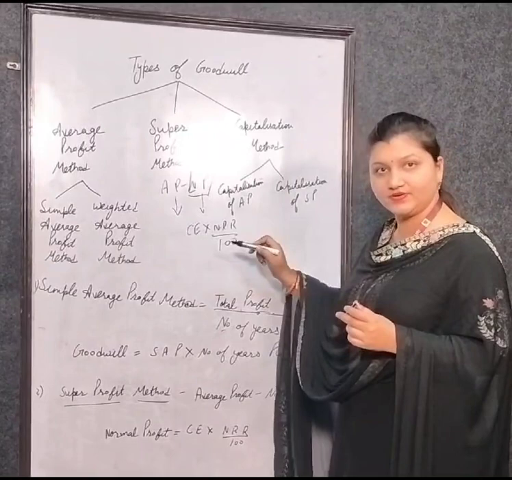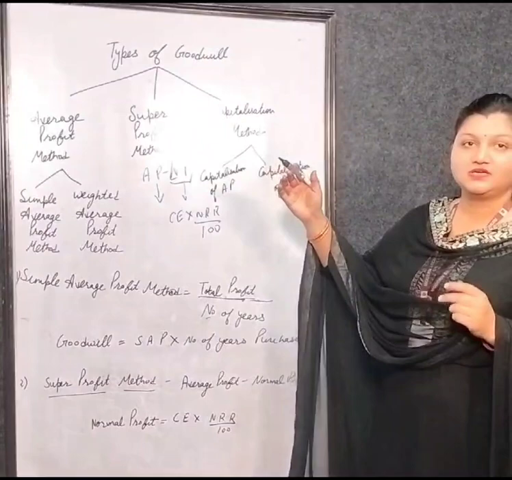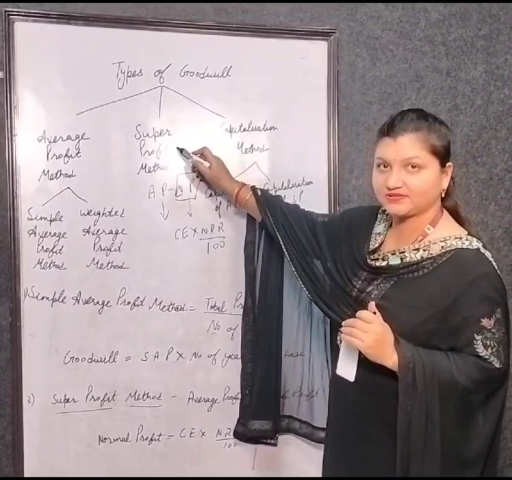Clear? And goodwill in the super profit method is equal to super profit multiplied by number of years purchased.